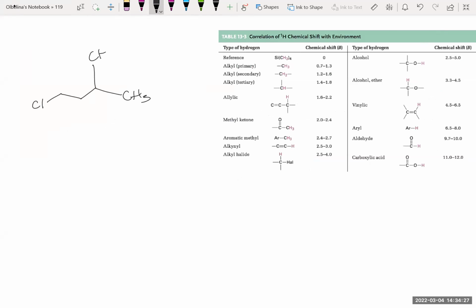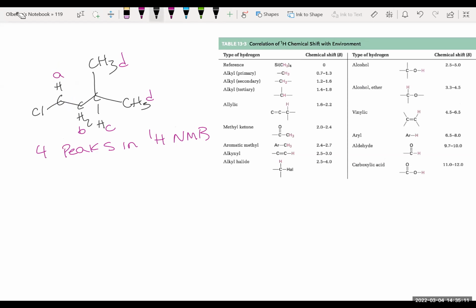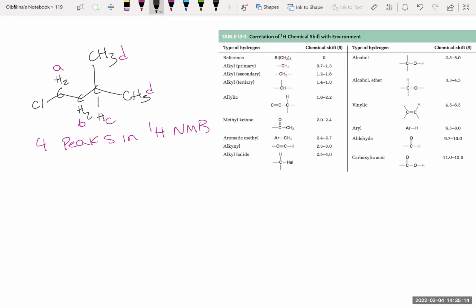So you might take the skeletal structure and fill it in, make it a complete line bond structure. We're going to have peak A, B, C, and D. Right, so four peaks. We have two CH2s, which I've labeled here A and B. However, this CH2 is next to the chlorine. It's in a different environment than this CH2, which is in between a methyl and a methylene. Methylene and a methine.